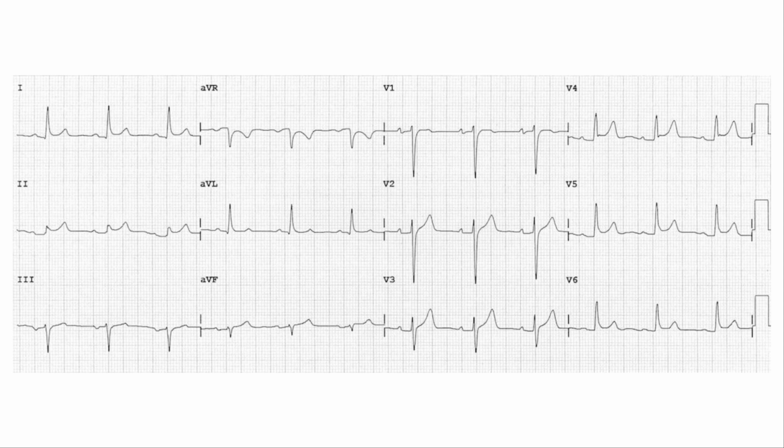They're having pericarditis. And if you look at leads 1, 2, a little bit of aVF, V3, and the other precordial leads, the PR segment is depressed relative to the isoelectric line. So this ECG is really characteristic of pericarditis.